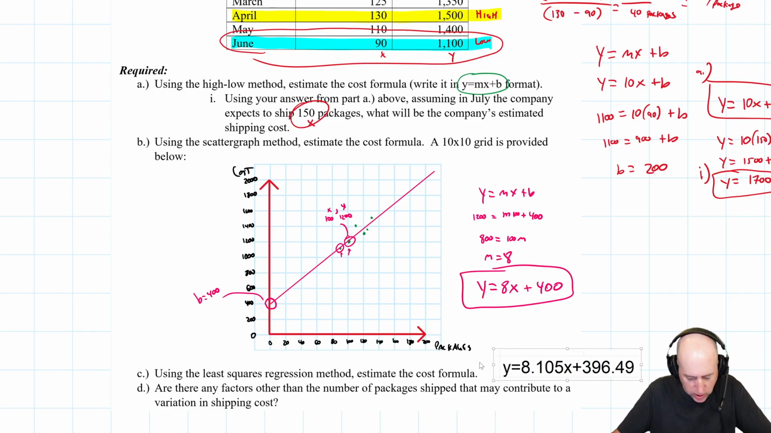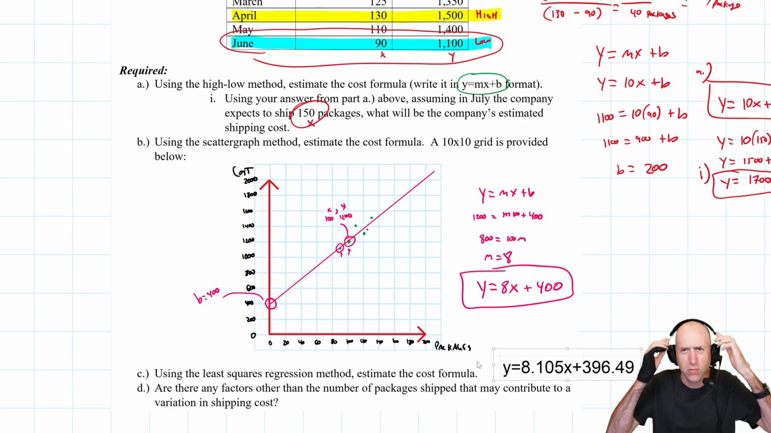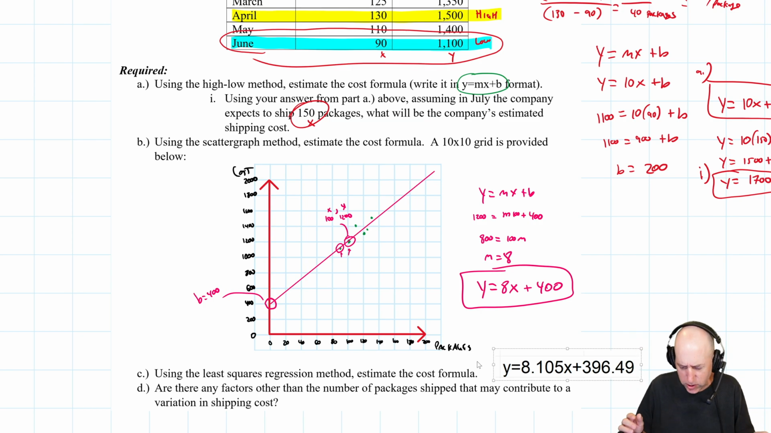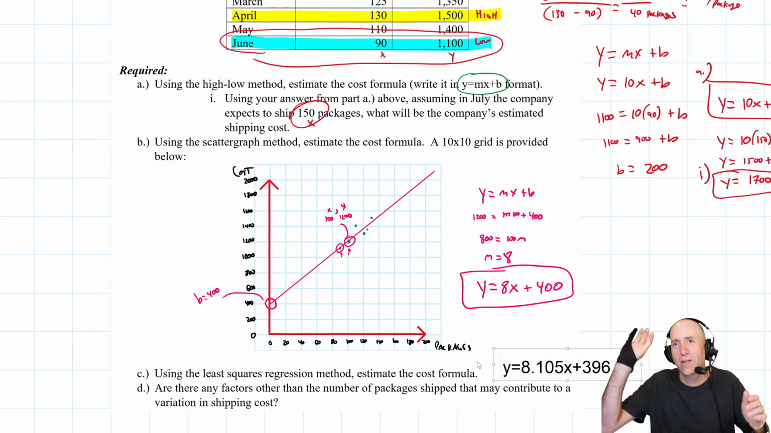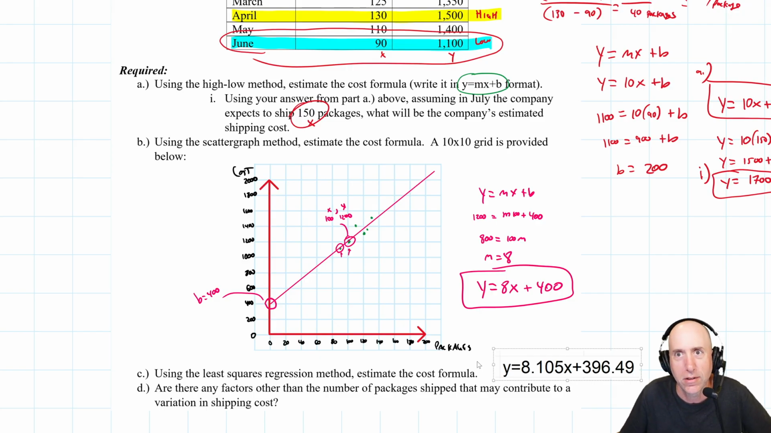So, doing D: are there any factors other than the number of packages shipped that may contribute to a variation in shipping cost? Yes, there are a number of factors. When I ask a question like this, I'm just looking for students to give a plausible reason, right? I'm not looking for perfection here, but here are the reasons that come to my mind. What could cause shipping costs to go up? Well, the distance shipped. Maybe you have a customer in Tokyo and you've normally been shipping just in your region, and all of a sudden you have to ship around the world. That would cause the cost to go up.